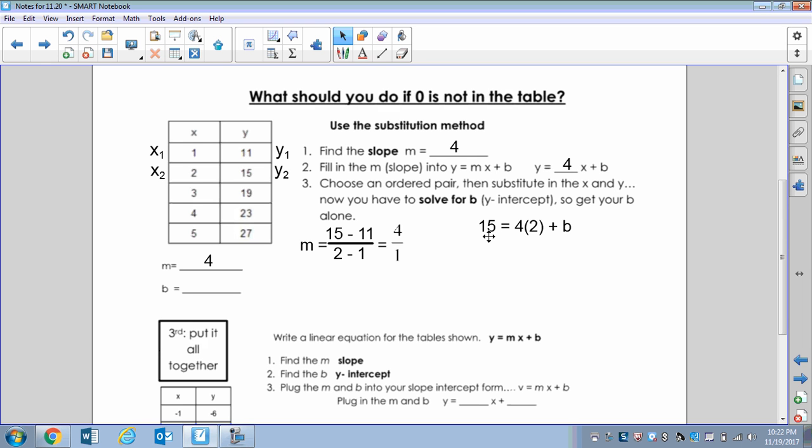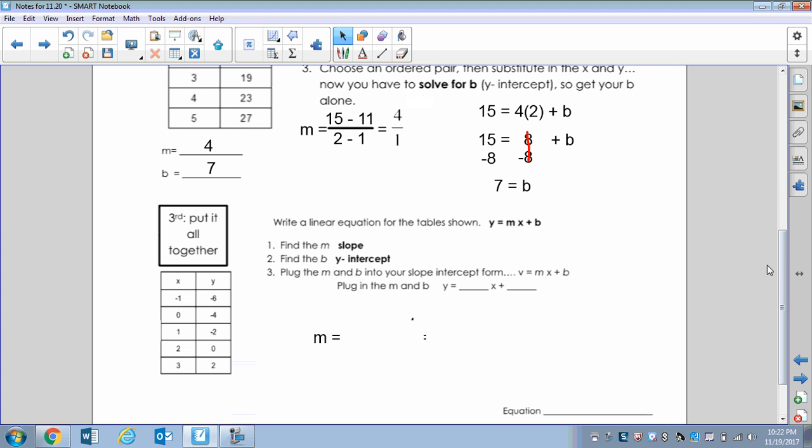And now we have plus b, and I don't know what b is. So what I'm going to first do is do the 4 times 2. And now I get 15 equals 8 plus b. In working through this problem, I'm trying to get b by itself, so I'm going to subtract 8 from both sides. These 8's end up crossing out. And I end up with 7 equals b. So b equals 7. And so now I can rewrite. And so now I have my slope and my y-intercept.